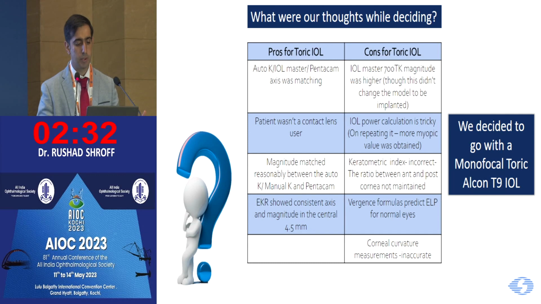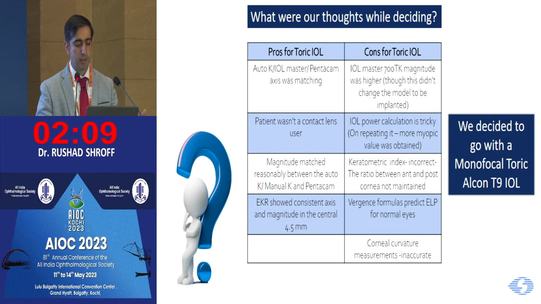The pros for the toric IOL were that the auto-K, the IOL Master, and the Pentacam axis was matching. The patient was not a contact lens user. The magnitude matched reasonably well between the three devices, and it showed consistent axis and magnitude in the central 4.5 mm zone. The cons for the toric IOL was that the IOL Master 700 TK magnitude was higher than what was coming in the Pentacam.